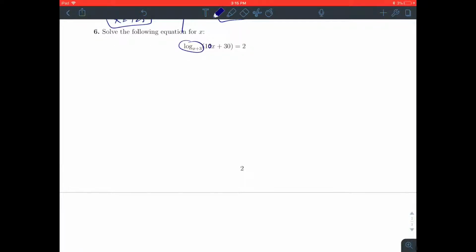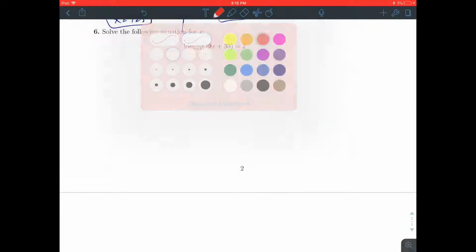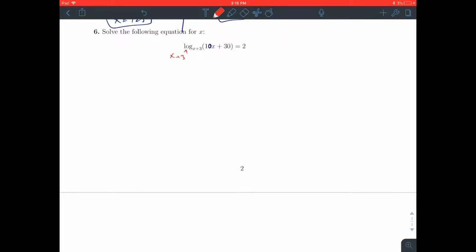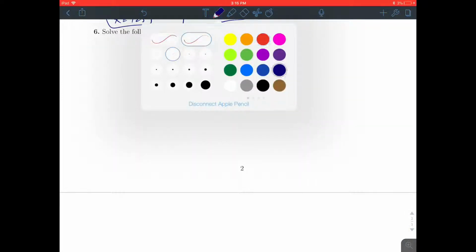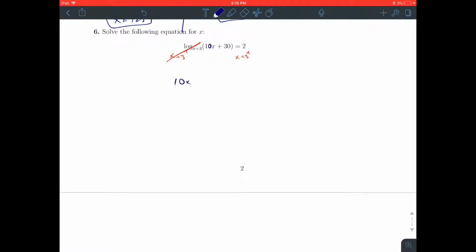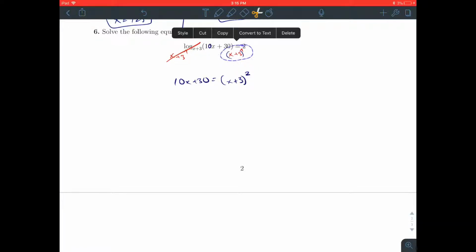We know to get rid of a log, we use a base. So let's do base x plus 3 to this side and base x plus 3 to this side. Bases and logs cancel out. They're inverse functions, so that gives us 10x plus 30 equals, and now we've got all of x plus 3 as a base raised to the second power. I'm going to move this over so that it looks a little better. So x plus 3 to the second power.